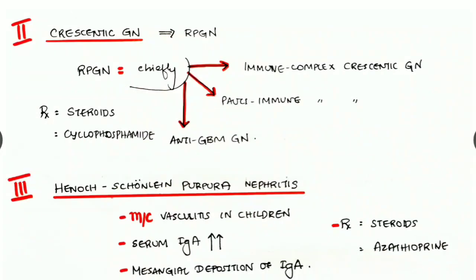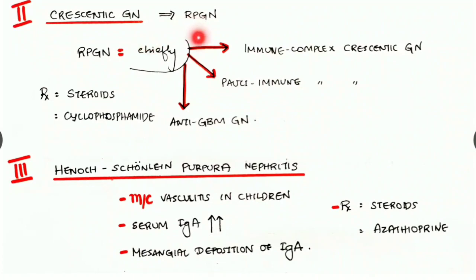The first type we have discussed is post-streptococcal glomerulonephritis. The second type is crescentic glomerulonephritis, which is a type of RPGN, that is, rapidly progressive glomerulonephritis. Chiefly, it is divided into 3: immune complex crescentic glomerulonephritis, post-immune crescentic glomerulonephritis, or the third one, anti-glomerular basement membrane glomerulonephritis. Here, the treatment is steroids, cyclophosphamide, etc.